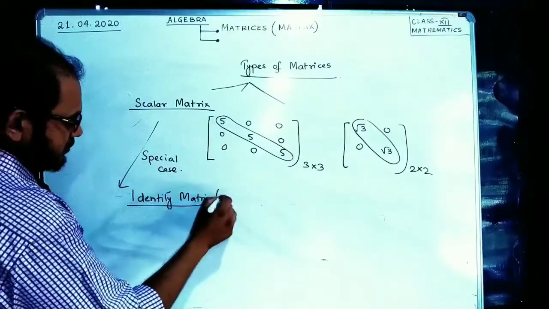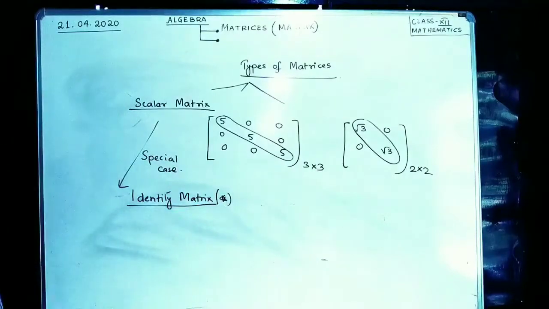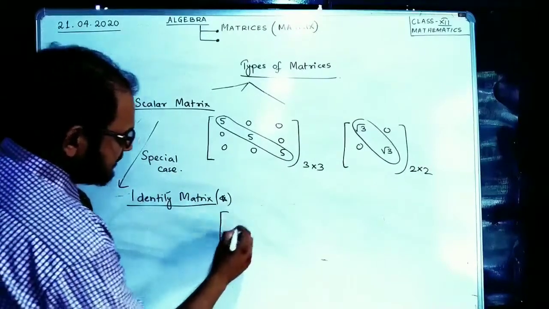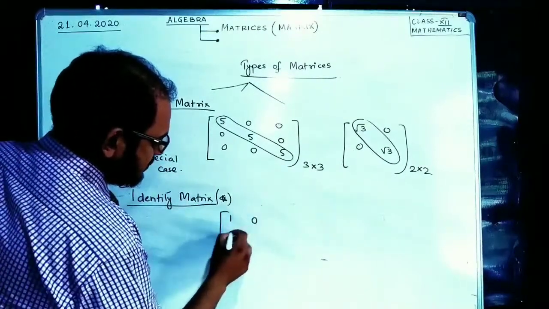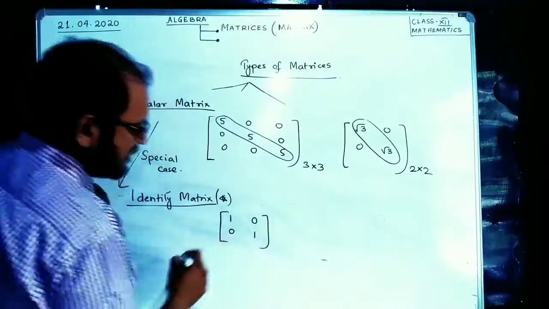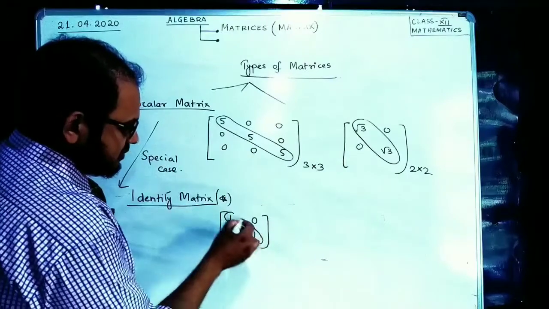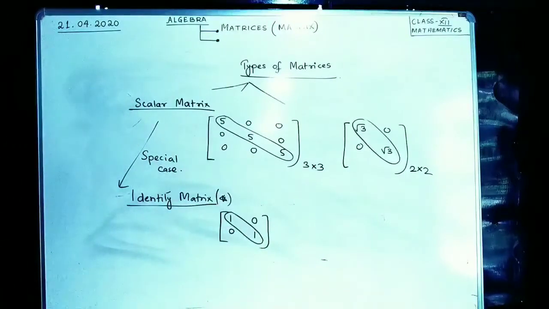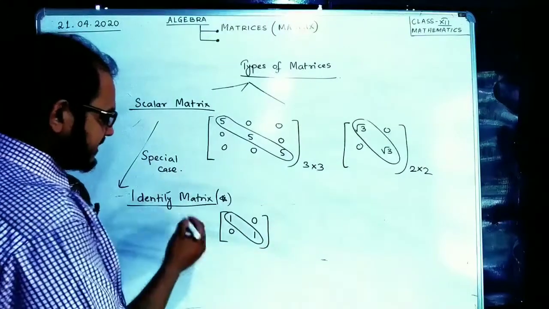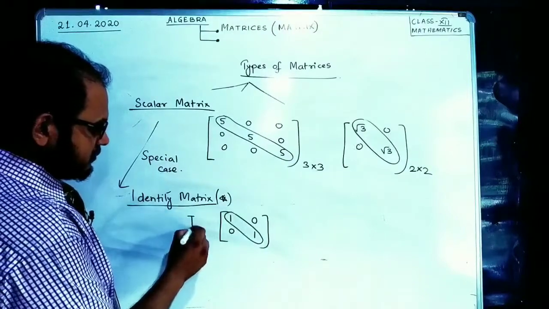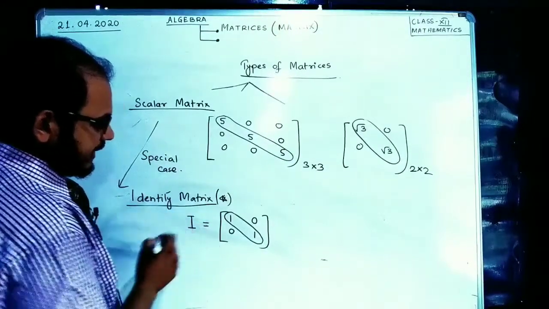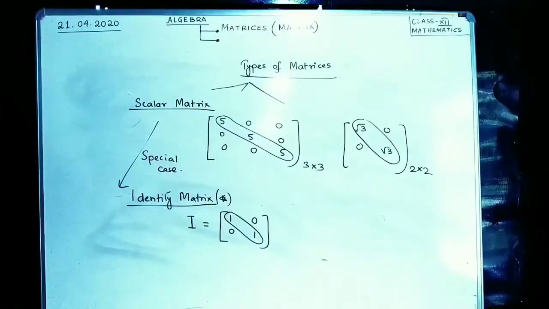And it is also very important. What happens in an identity matrix is that the diagonal elements are all the same and equal to 1. So diagonal elements are all 1. Such a matrix is known as an identity matrix, and it is represented with a special alphabet, capital I. Capital I is used to represent an identity matrix.